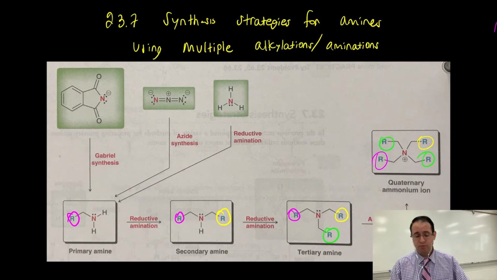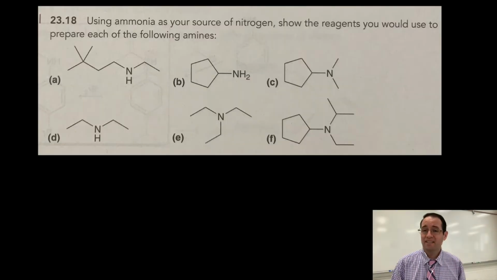The book doesn't really go into a lot. It gives you a sample problem and just has you go at it, okay? So we're going to go at it by doing some sample problems. There's problem 18, which looks pretty good. So let's get started. All right, here we are.